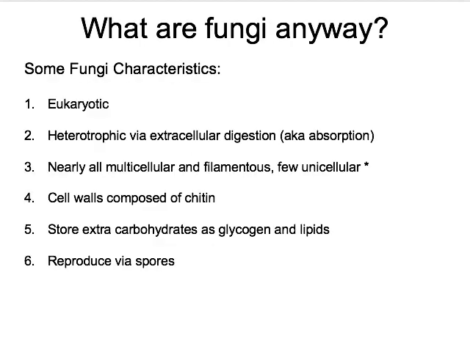First off, what are the fungi anyway? Well, their characteristics include the following. They are eukaryotic. They are heterotrophic by extracellular digestion, which is to say absorption. Nearly all of them are multicellular and filamentous, but there are a few unicellular examples. Their cell walls are composed of chitin. They store extra carbohydrates as glycogen and lipids, and they reproduce by spores.